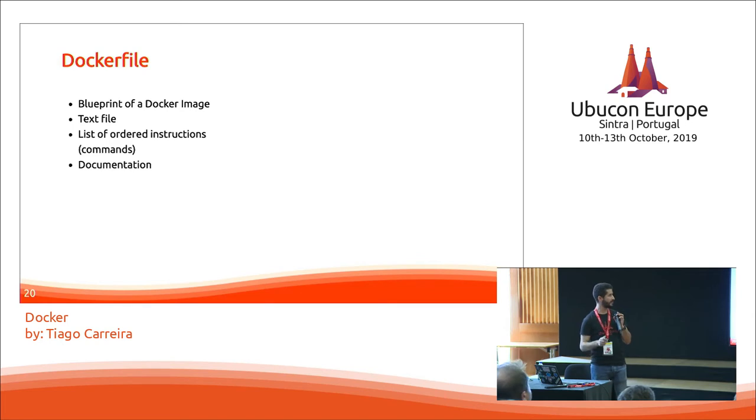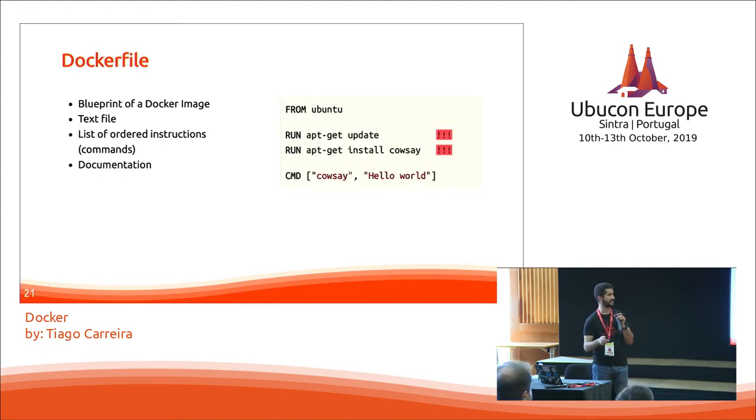Also, another basic: a Dockerfile is a blueprint with instructions on how to build a Docker image. It's just a text file like this one. It's a list of ordered instructions, and it works as documentation. So when you have a Dockerfile, you basically say, I start with an empty container with nothing installed on it. The first line, the FROM, is a Dockerfile command. It states what's the base file system that I'm going to work with.